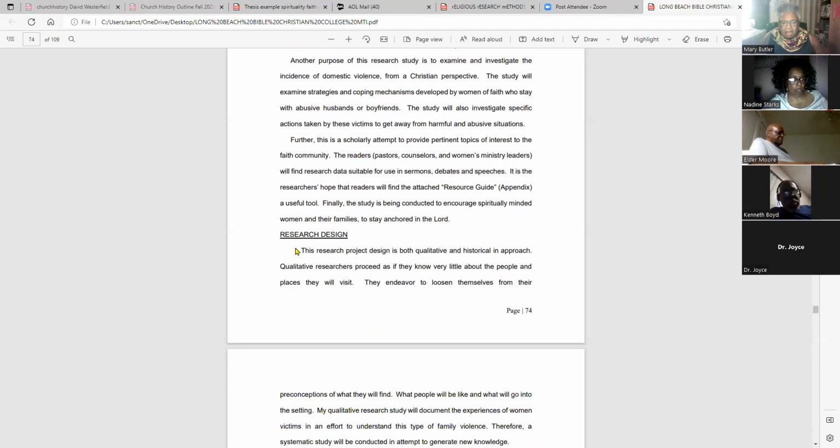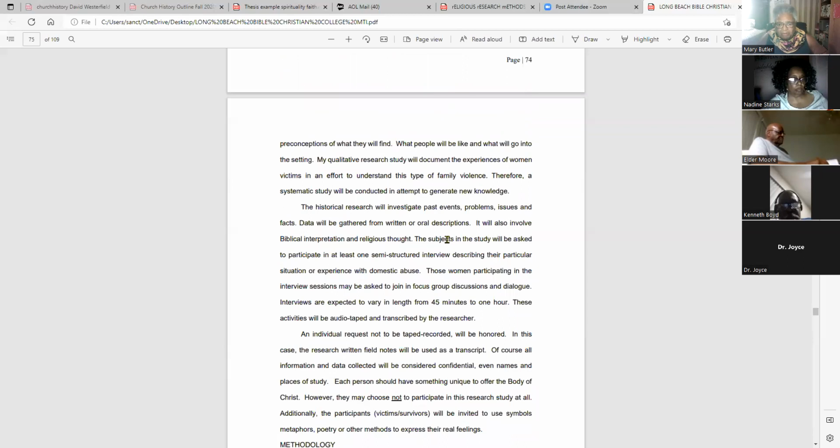Research design. You can use these words right in here. You just make it work for what you're putting in. This research project design is both qualitative and historical in approach. So you don't have to rewrite that. Qualitative research, you don't have to rewrite that. They endeavor. That's all there for you. Okay? All there for you. The historical research will investigate that. That's what historical research does. It's already there for you.